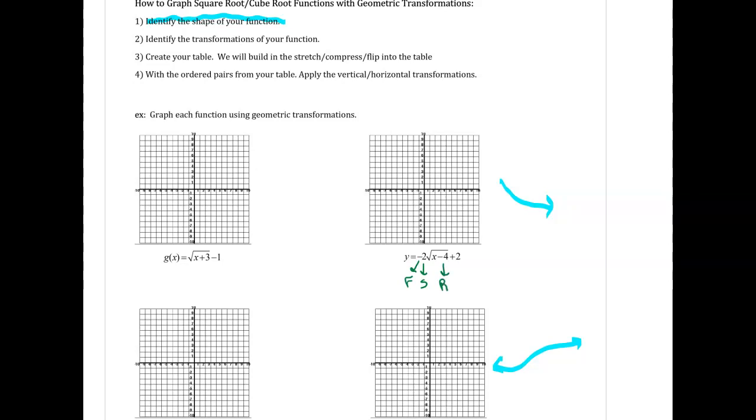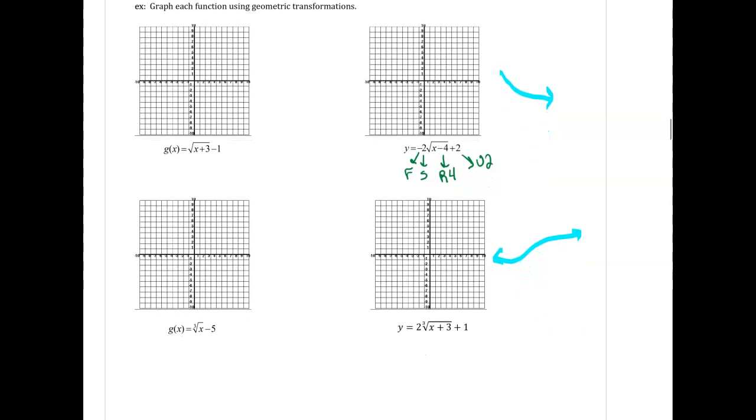We are going to have a right 4 and an up 2. On the other one, we are going to have a stretch. We're going to have left 3 and up 1. So with that, I need to get my points. So I'm going to start. This is how I showed my students to graph.